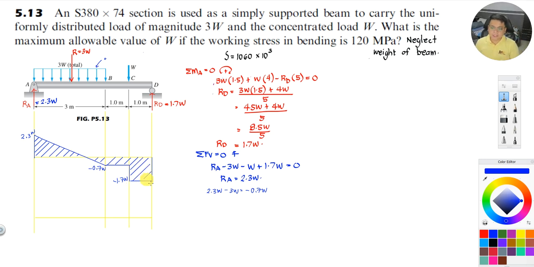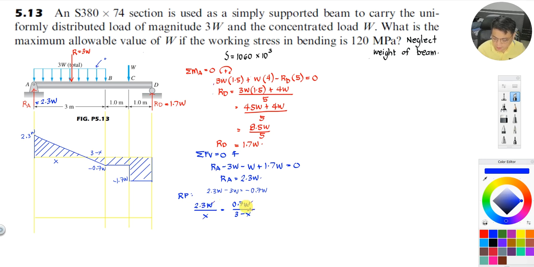Now, what we are looking for is the bending stress, so we need to solve for the moment. The maximum moment is at the point of zero shear, so we need to find that. We can call it x, then this is 3 minus x. By ratio and proportion, 2.3 of W is to x equals 0.7 of W is to 3 minus x.